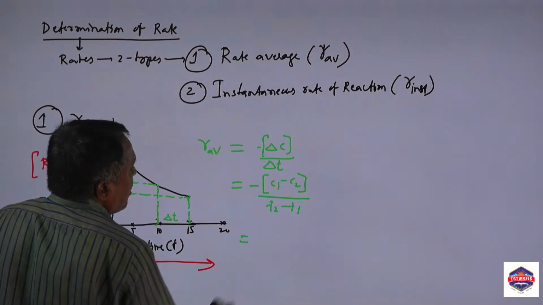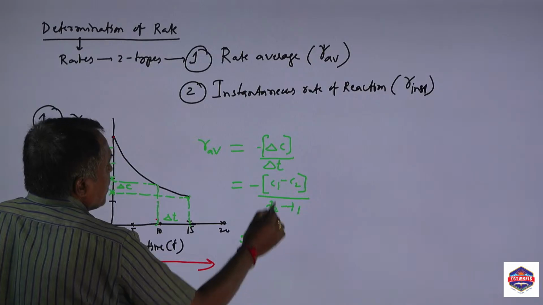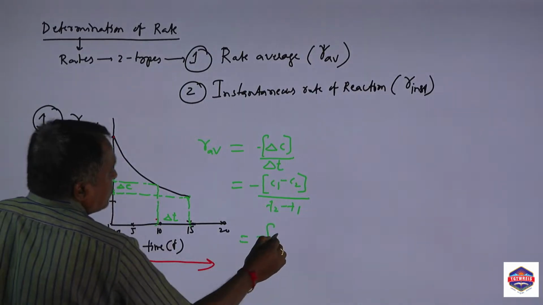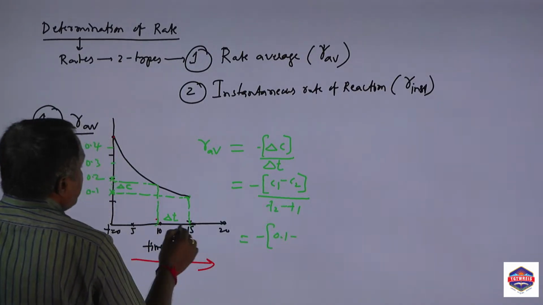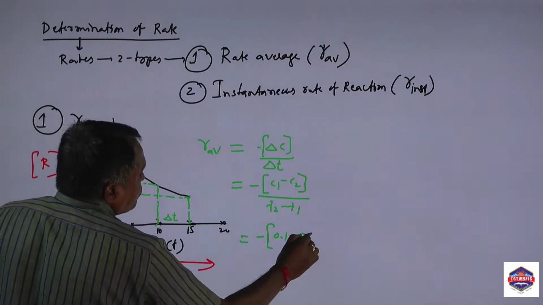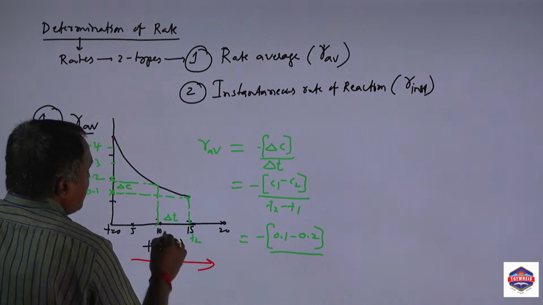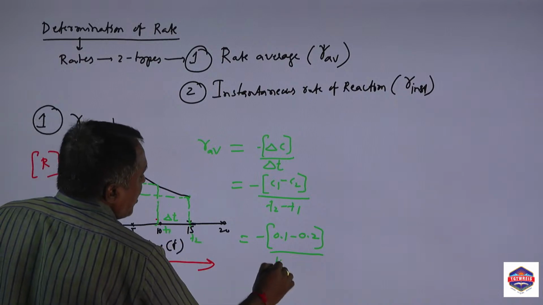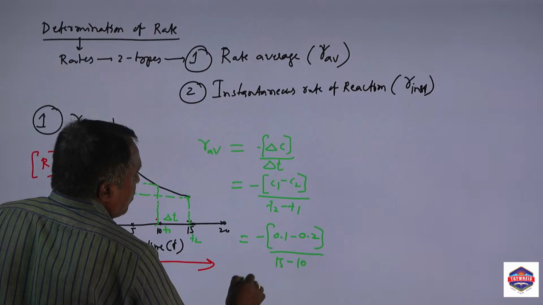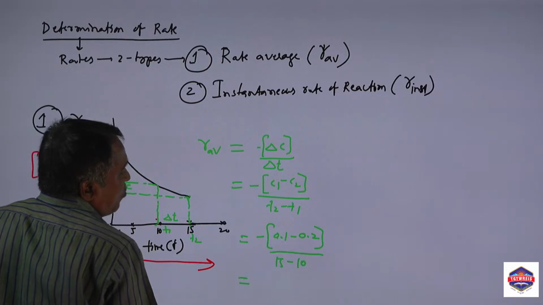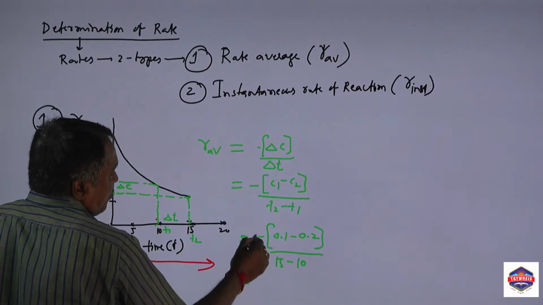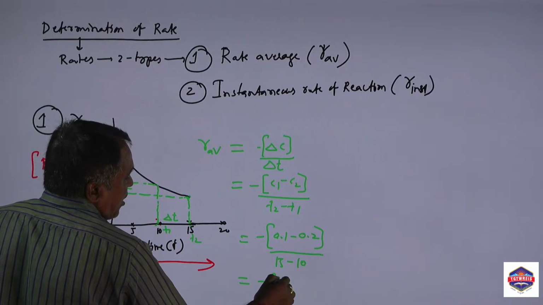So now we can write it as negative, C1 is 0.1 and C2 is 0.2, over t2 minus t1, which is 15 minus 10. Therefore, 0.1 minus 0.2 over 15 minus 10.